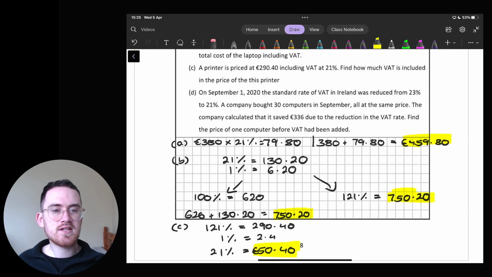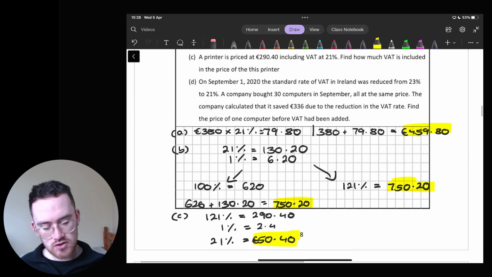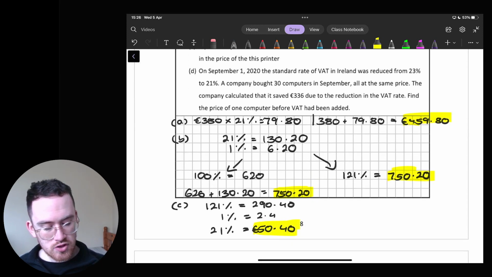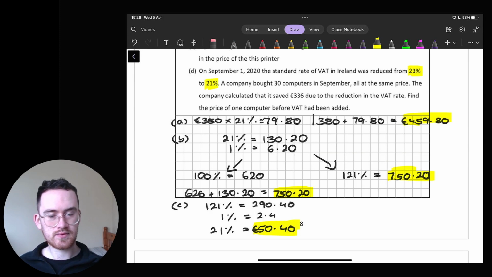The last part then is on September 1st, the standard rate of VAT was reduced from 23 to 21%. A company bought 30 computers in September, all at the same price. The company calculated that it saved €336 due to the reduction in the VAT rate. Find the price of one computer before VAT had been added. Okay, so let's have a look. So breaking that down, the VAT rate was reduced from 23% to 21%. Okay, so from 23% to 21%.